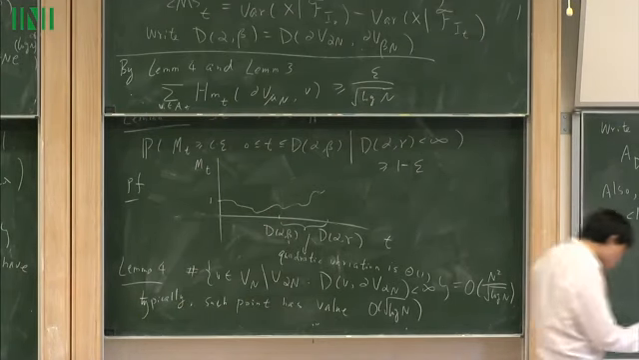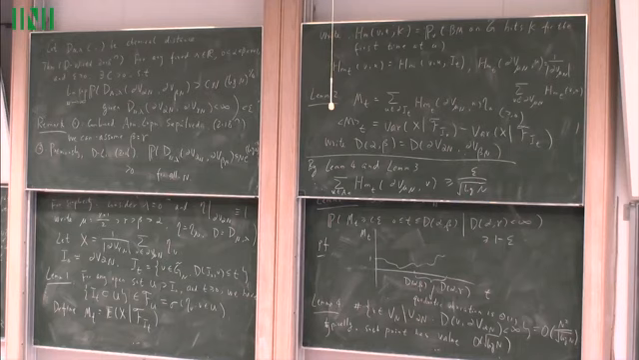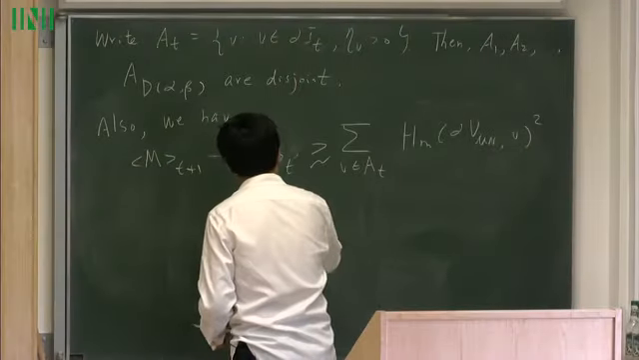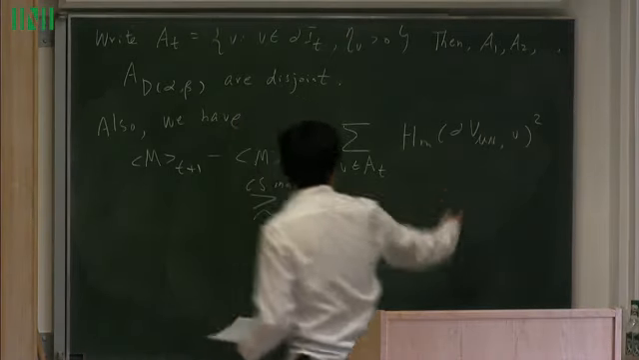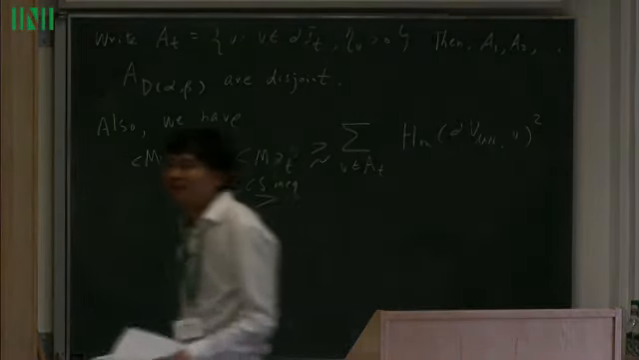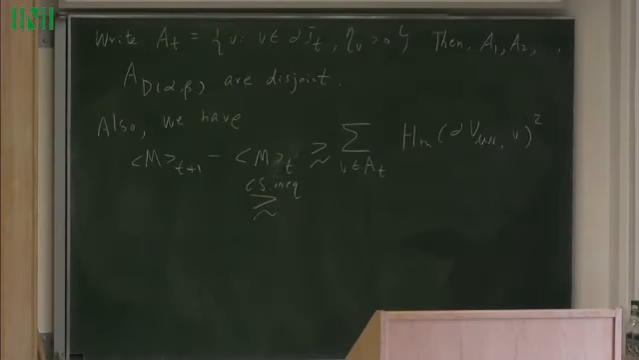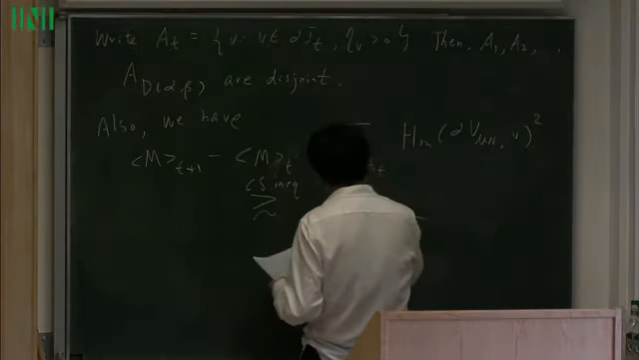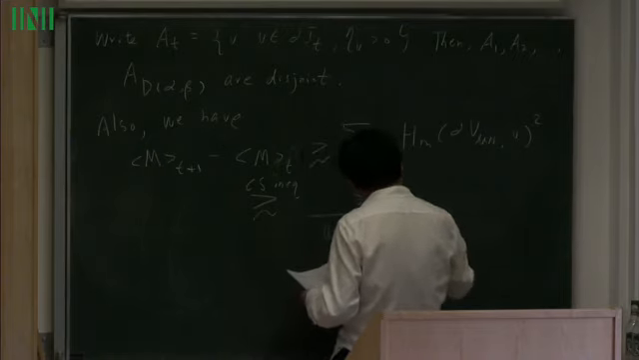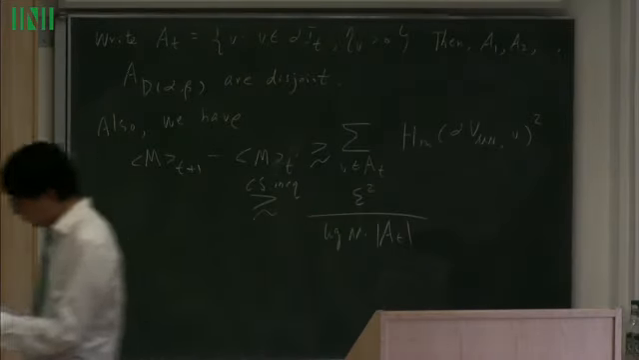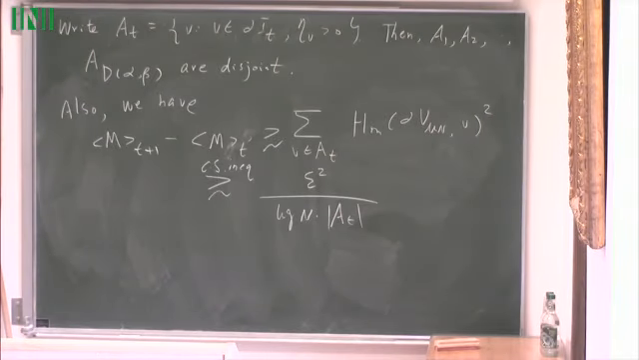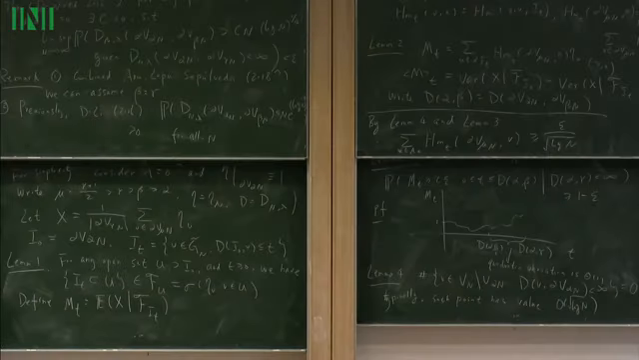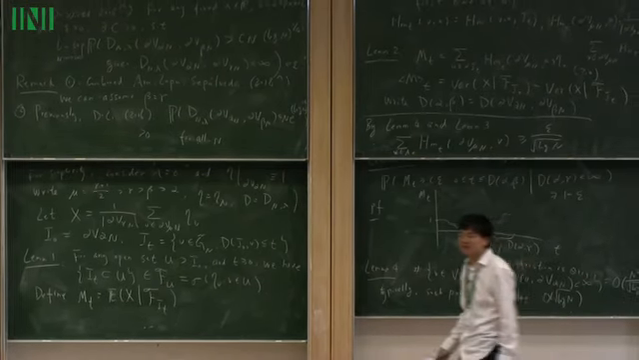Now, at this point, I can use the Cauchy-Schwarz inequality. I have a second moment. Naturally, I can lower bound it by the first moment, right? That's what the Cauchy-Schwarz inequality is doing. This can be lower bounded by epsilon square over log n times the size of AT. This epsilon square over log n comes from the square of this, and the size of AT is what you would lose when you use the Cauchy-Schwarz inequality.